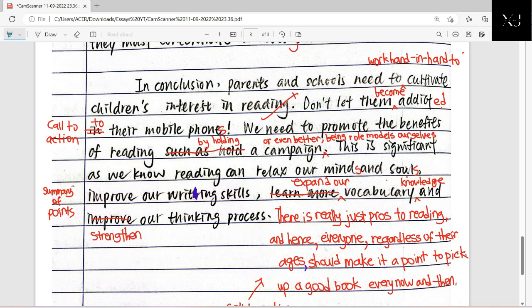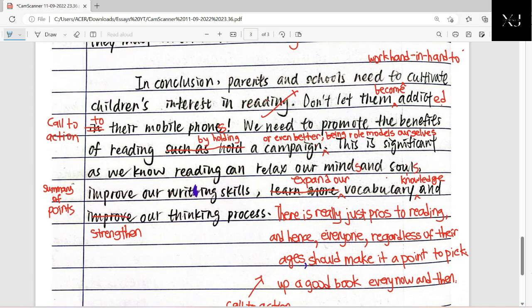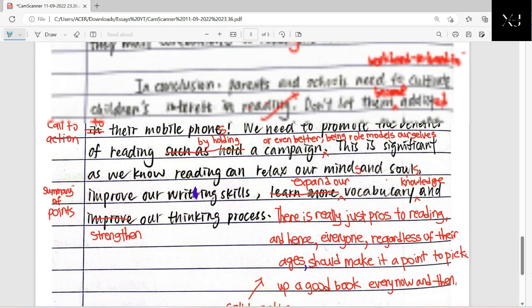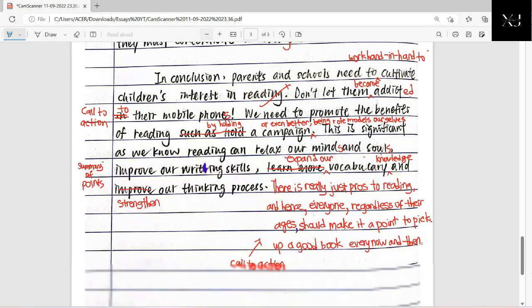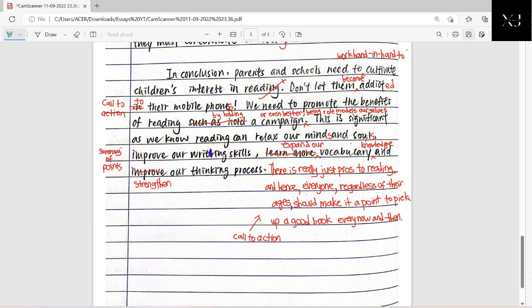So we end our essay by talking about how reading has only benefits. There are no drawbacks when it comes to reading. So no matter who you are, no matter how old you are, you should definitely read. So that is the end of our essay, of the day, of the week, or of the month.